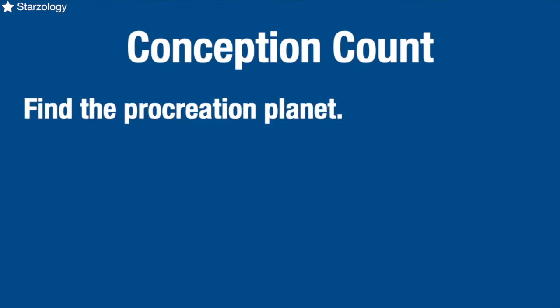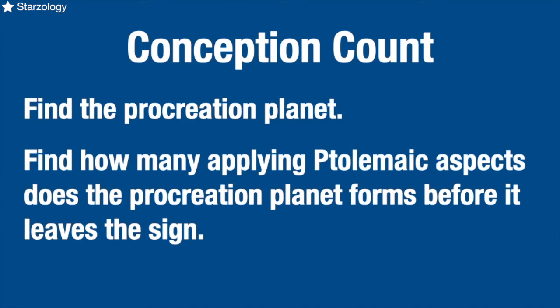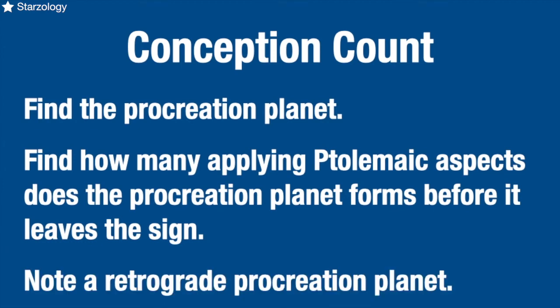So first of all, you find the procreation planet, which we have done. Then you have to find how many applying Ptolemaic aspects the procreation planet forms before it leaves the sign it's in, in the natal chart. Also, you want to note, is it retrograde? Because it will be going backwards making aspects as well as going forwards making aspects.